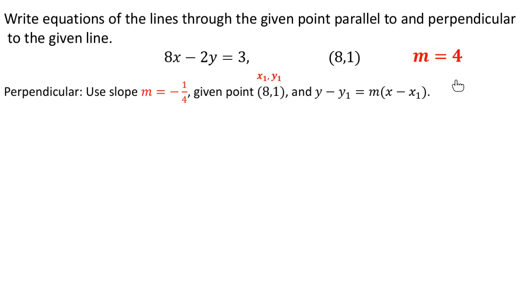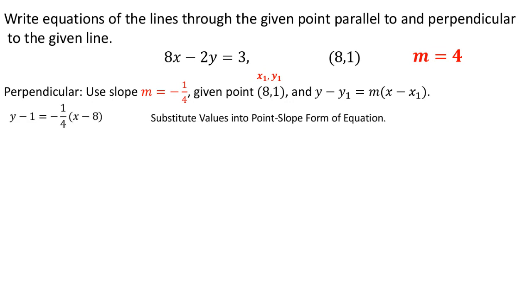The numerator becomes the denominator, and the denominator becomes the numerator. So my perpendicular slope is -1/4. Again, I'm going to use the given point (8, 1), and I'm going to use the point-slope formula once again to find that equation. So let's go ahead and substitute our values. y minus 1 is equal to -1/4 (x minus 8).